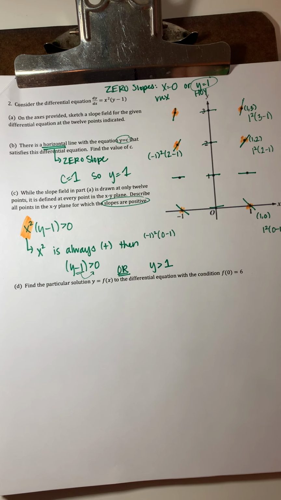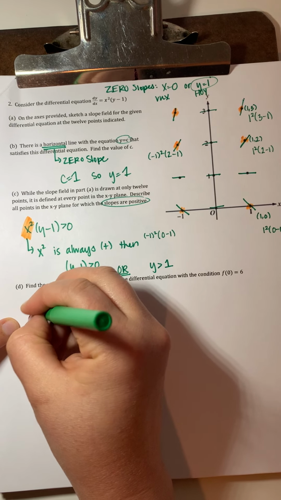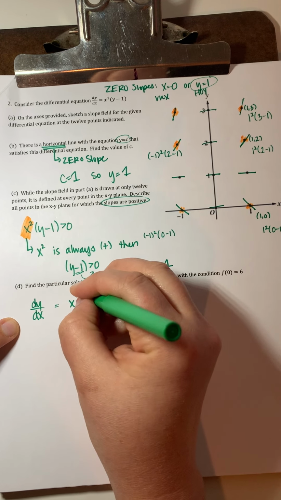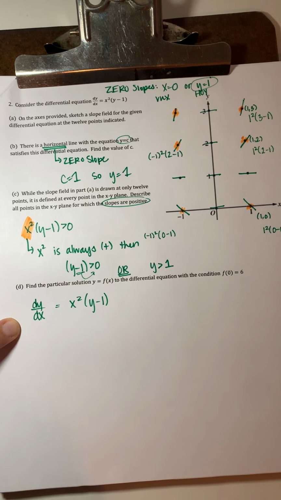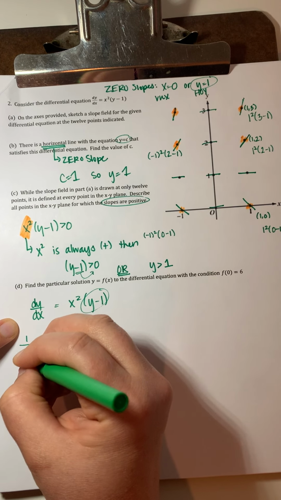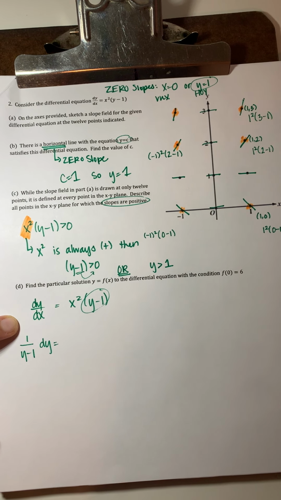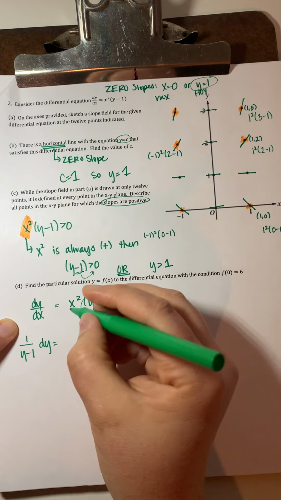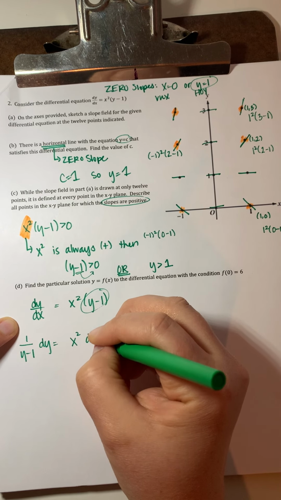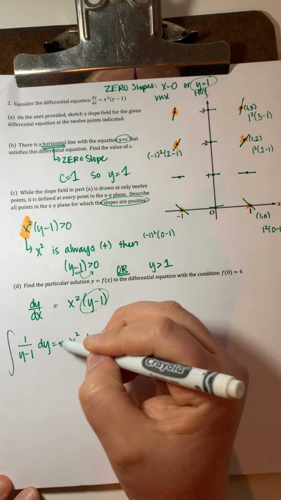Okay, last question. Find the particular solution with the initial condition f of 0 equals 6. Let's do it. It says dy/dx equals x squared times (y minus 1). The y minus 1 is going to go to the other side, and remember, it has to end up on the bottom. My x squared is going to stay where it's at, but my dx is going to come and join it. Then we're ready to integrate.